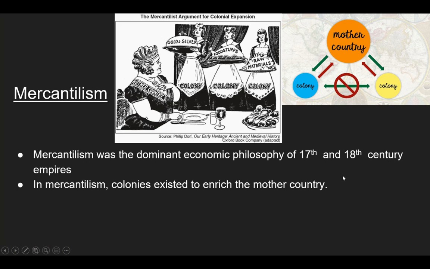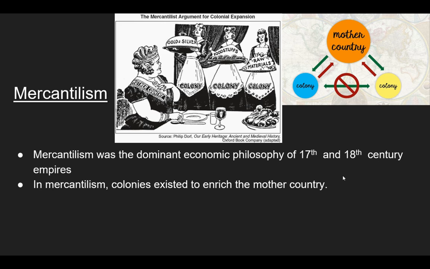So first, we're going to talk about the concept of mercantilism. I want you to look at this political cartoon with me. You see a woman at a dining table wearing a tiara that says mother country, so clearly kind of indicates a monarchy. And she is looking at 3 maids who on their aprons read the word colony, and each maid is holding a different platter. One reads gold and silver, one reads foodstuffs, and the third raw materials. So mercantilism is this economic philosophy where a country creates colonies to enrich that mother country.